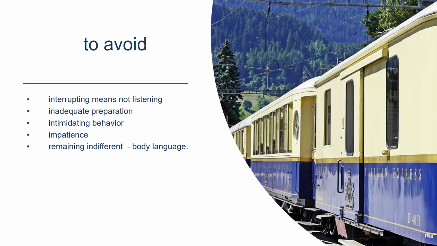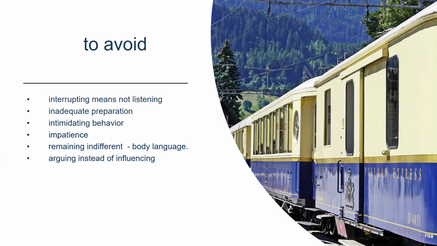Remain indifferent. Your body language needs to be very silent. If your body can ever be silent, this is the best time to do that, and you need to be very, very silent. And you don't need to argue. You need to try to influence instead. So arguments do not work here. So these are some things that you need to avoid when it comes to negotiations, right?